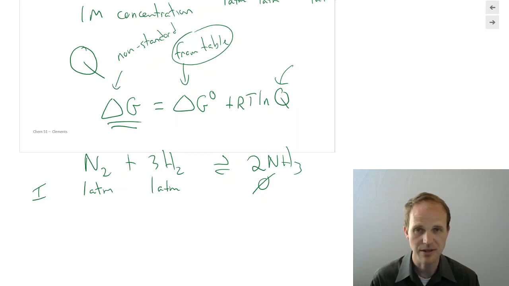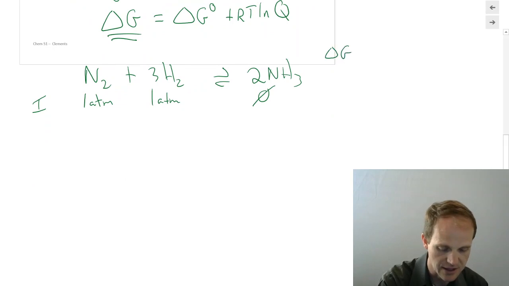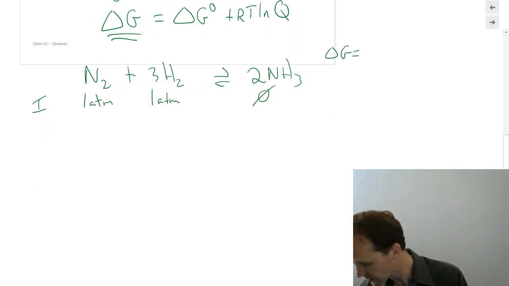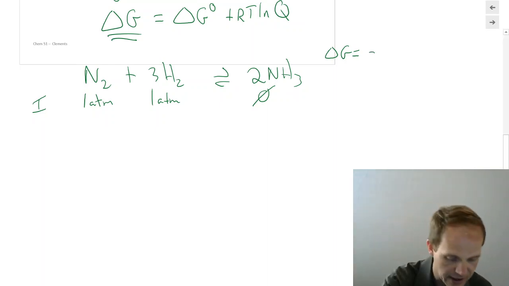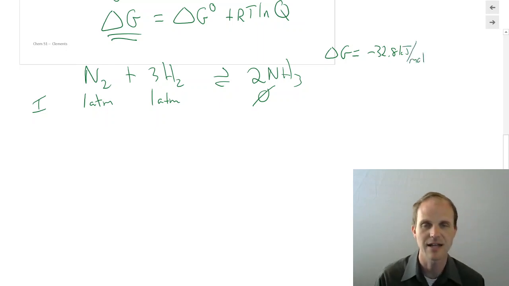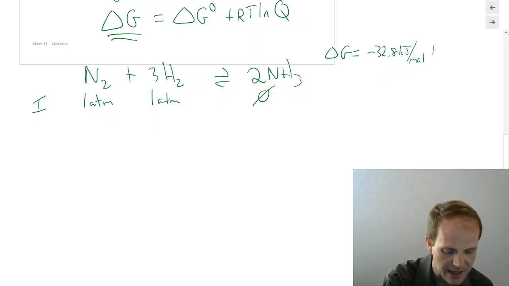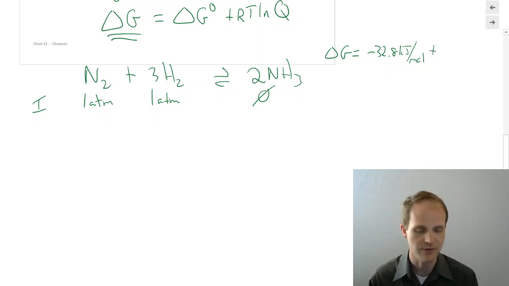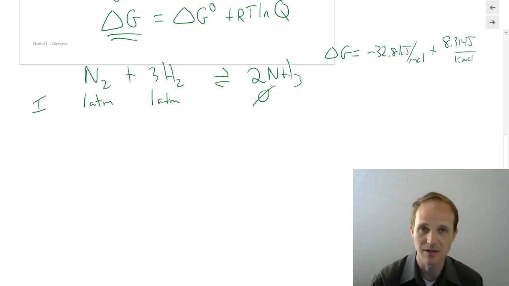Now, we can go ahead and calculate delta G in this circumstance. Delta G is going to be delta G naught, which we looked up and calculated earlier, and that was minus 32.8 kilojoules per mole. Remember, we calculated that in the last video, or 2 videos ago maybe even. That's just a number. And then we're going to add R. Which R are we going to use? Well, if you look at all of our units here, we've got energy units. And so I'm going to use an R of 8.314 joules per Kelvin mole. I'm going to have to convert that one.